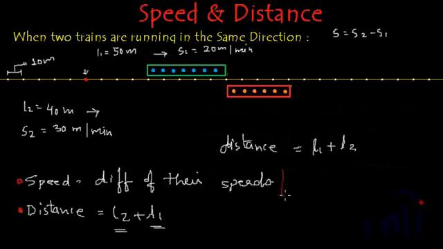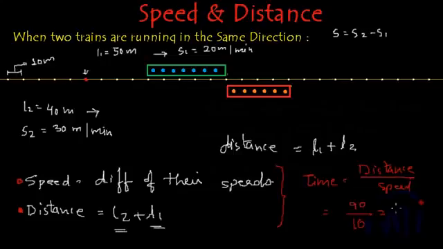And now you can use the formula of time and calculate the time taken by the train to overtake another train completely. So if we take this particular case, the time will be distance by speed. Distance over here is 50 plus 40, that is 90 meters, and the speed over here is 10 meters per second. So in this particular case, it will take 9 minutes for the red train to overtake the green train completely, right? So this was one case where two trains are trying to overtake each other.